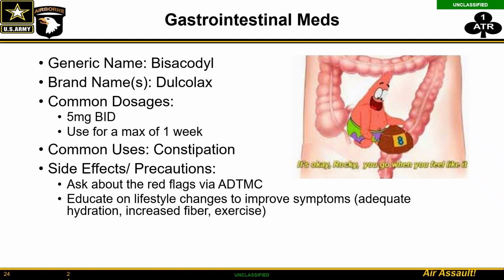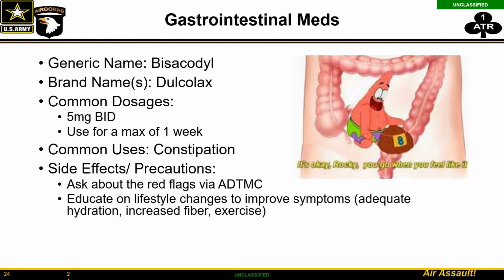And so common doses would be like 5 milligrams twice a day. And you don't really want to use this for more than 1 week. If somebody feels that they need to use this for more than a week, that's when they should probably come talk to me and we can come up with some better options. Always, of course, using ADTMC to rule out any of the red flags.